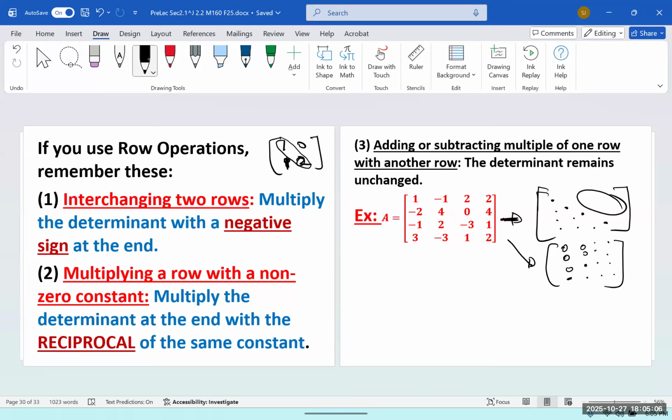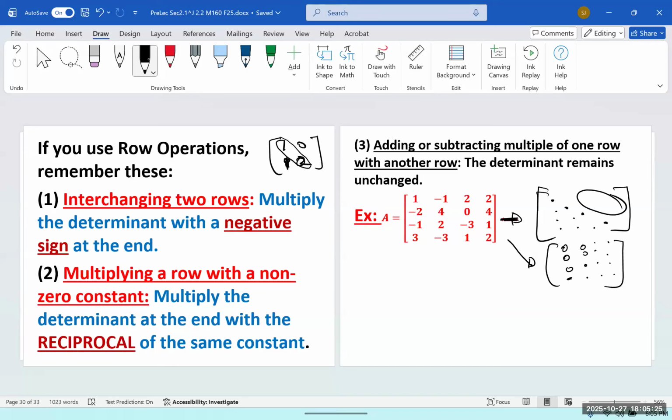This is one choice. If you have many zeros, then you can use the inspection method. Or you can convert this into a triangular matrix, which means either above the diagonal or below the diagonal, you have strictly zeros, no other numbers besides zeros.